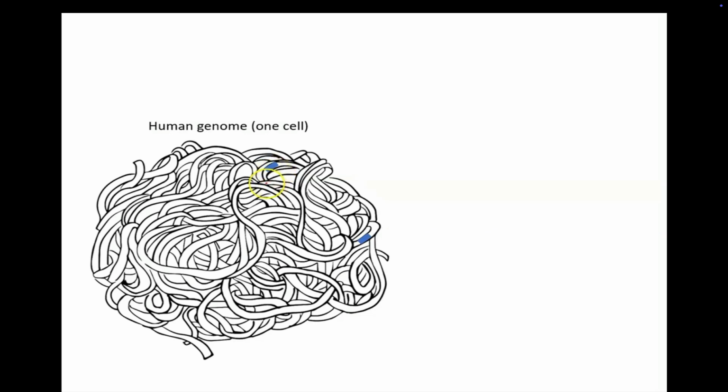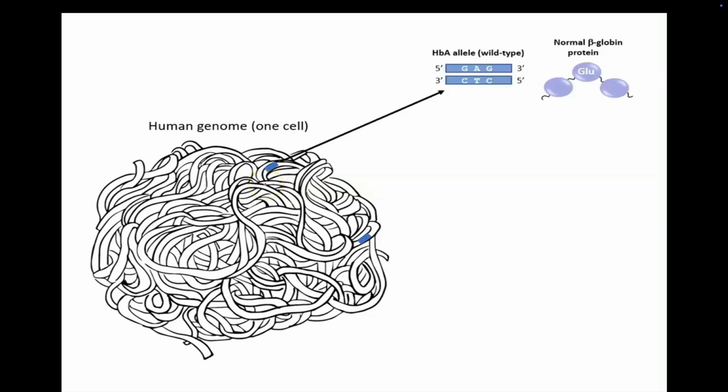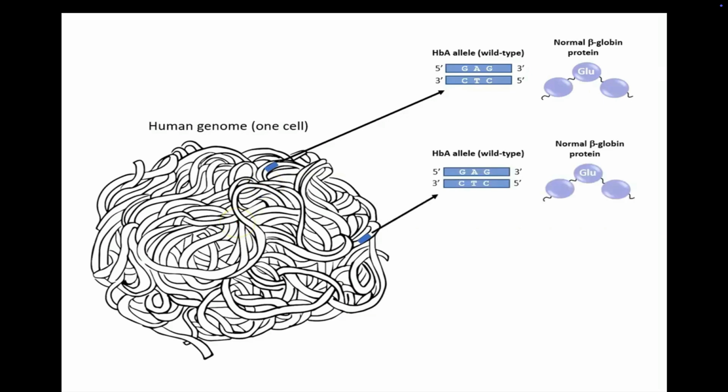So you could have two wild type alleles for HBB. Each one of those alleles makes normal beta globin protein. Here's the second allele somewhere else in the DNA.